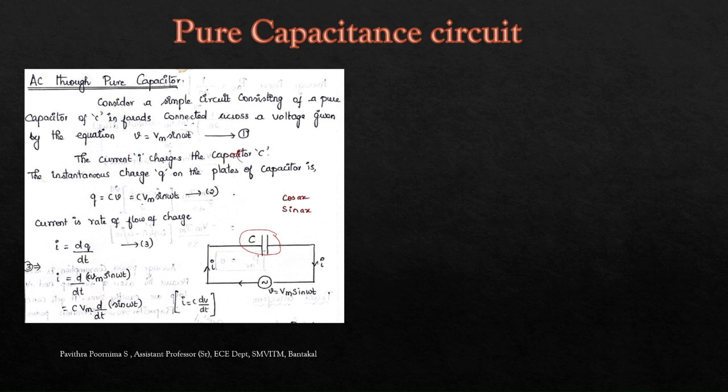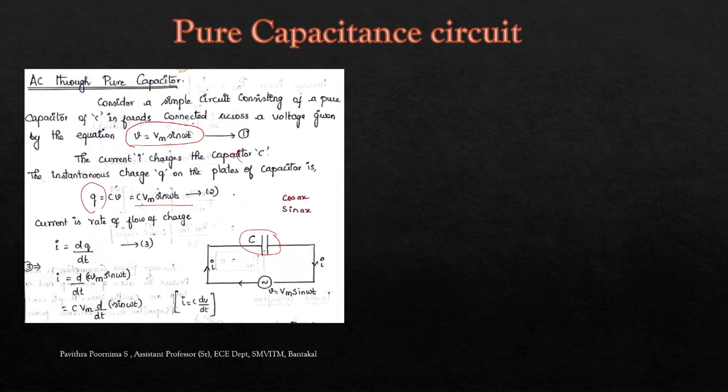So V equal to Vm sin omega t, which is the voltage equation for a single phase AC circuit, is considered as the first equation. Since it's a capacitor element, we are going to discuss the charging of the capacitor. So charge Q equal to C into V. The relation between voltage and charge is Q equal to C into V, and V we substituted as Vm sin omega t. So the first and second equations are these.